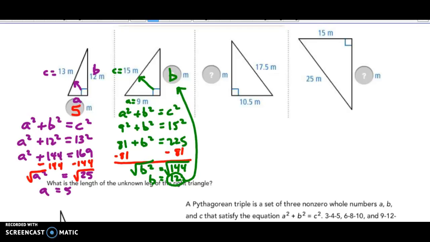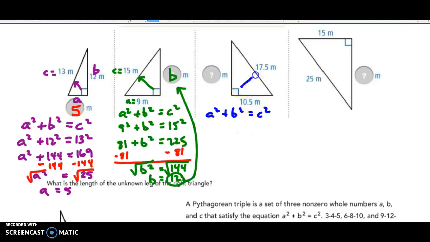All right, we'll do one more together before you try one on your own. Again, to find missing side lengths and use my Pythagorean theorem, I start by writing my equation: a squared plus b squared equals c squared. Now I'm going to substitute what I know into this equation.